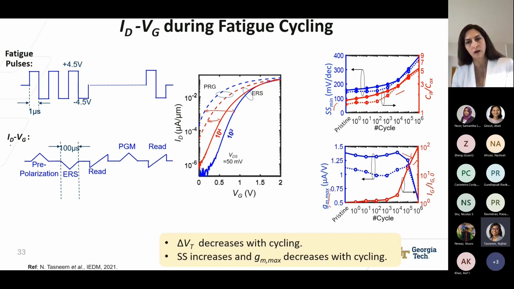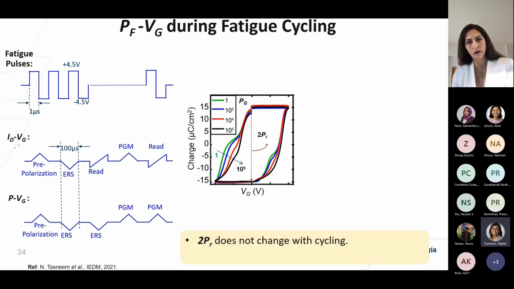Along with the IDVG characteristics, we also applied the split punt technique on this FFET at each cycling decade. This is the result of the split punt technique, which we get by integrating the switching currents. The results show that the 2PR value, or the remnant polarization of the FFET's gate capacitor, does not change with cycling.